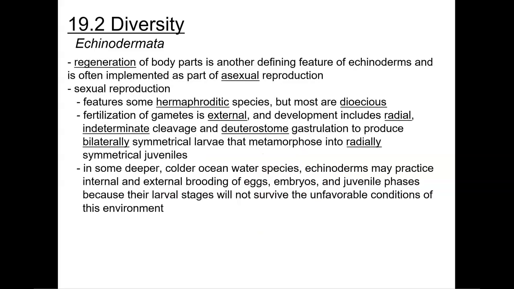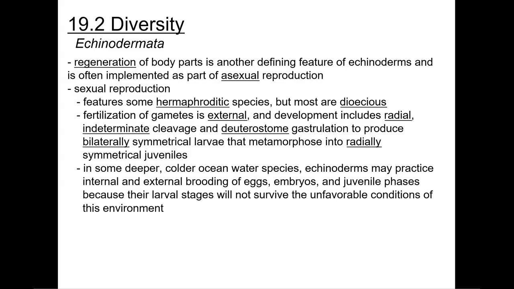Regeneration of body parts is going to be another defining feature of echinoderms and is often going to be implemented as part of asexual reproduction. Sexual reproduction is going to feature some hermaphroditic species, but most are going to be dioecious. Fertilization of gametes is going to be external, and they develop including a radial intermediate cleavage and a deuterostome gastrulation.